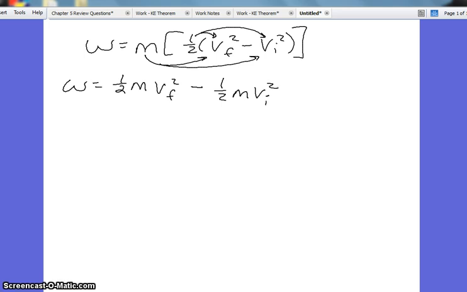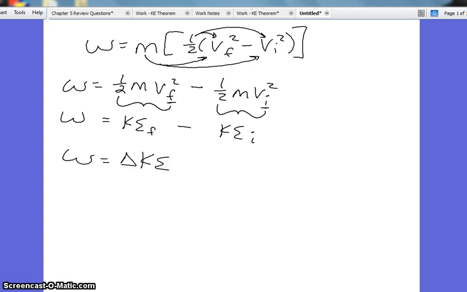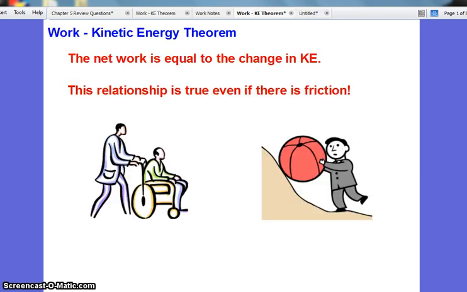What we see here is that this is our equation for kinetic energy. This is the final kinetic energy, and this is the initial kinetic energy. So we have that the work is equal to the change in kinetic energy. And so that is our relationship for the work kinetic energy theorem.